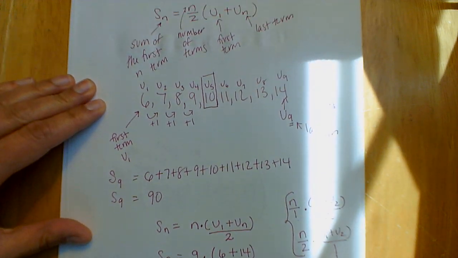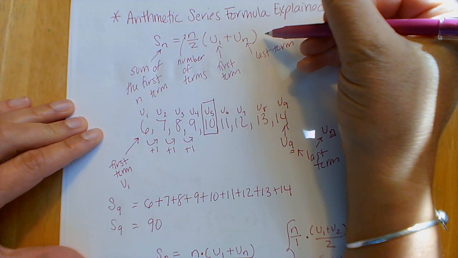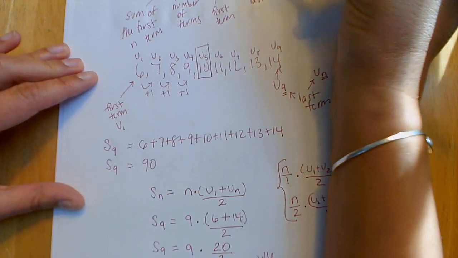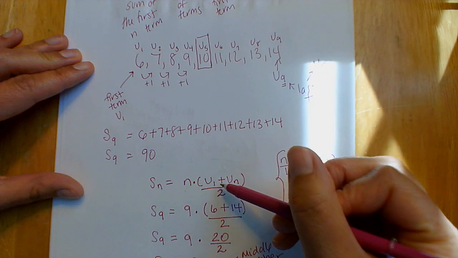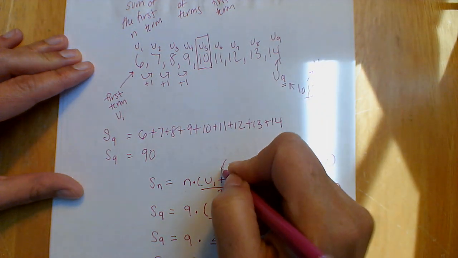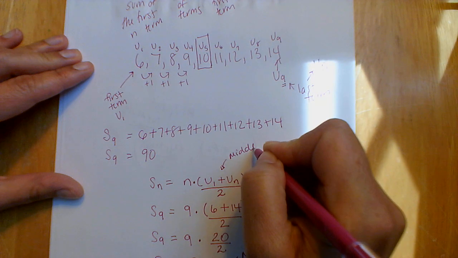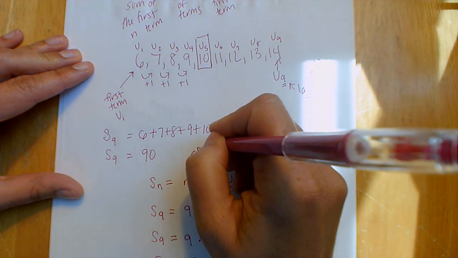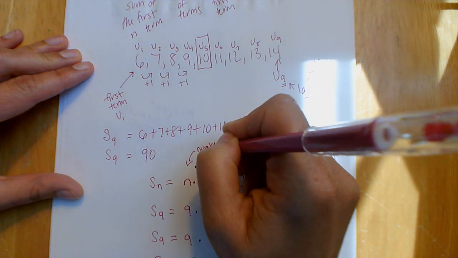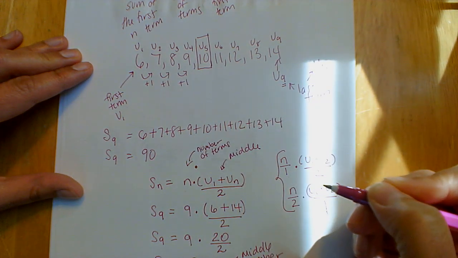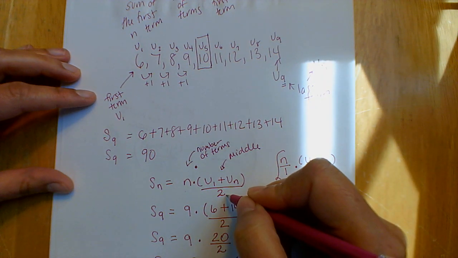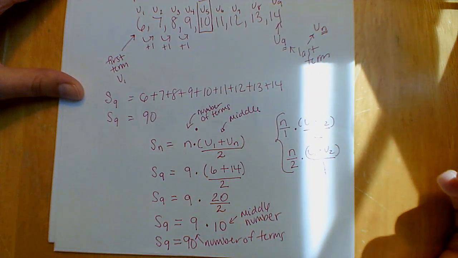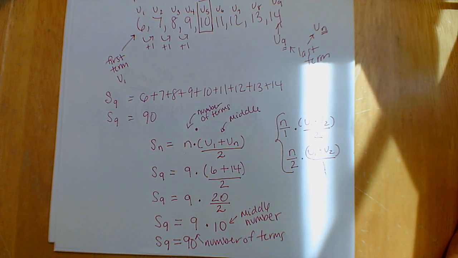So while this is all well and good for a formula that you may not have recognized, we can turn it into something that we recognize. We can turn it into finding a middle number, and multiplying it by the number of terms. Add up the first and the last, cut it in half, multiply it by the number of terms. And so that's where we really get our arithmetic series formula.